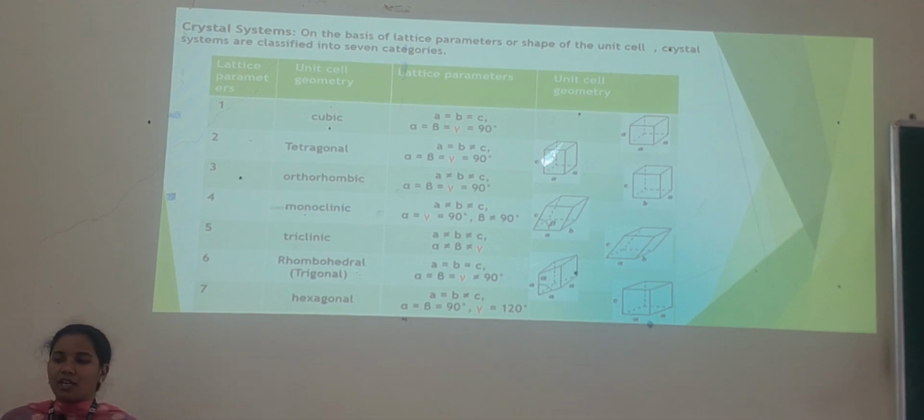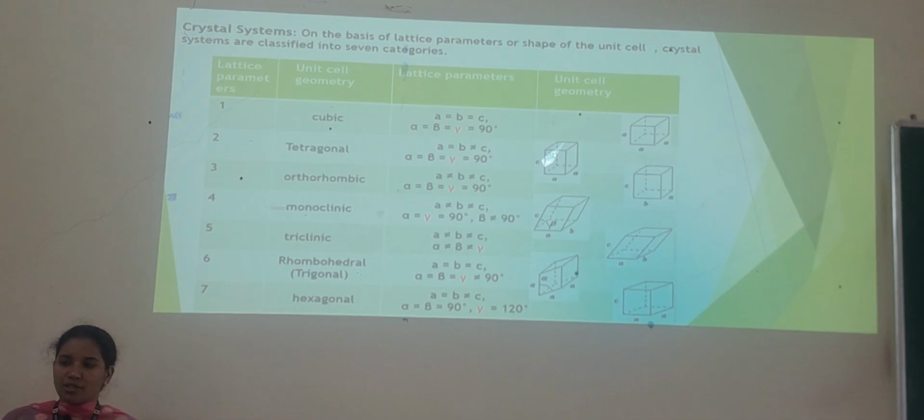Coming to the triclinic, all the angles and all the sides are not at all equal. Coming to the trigonal, all the sides are equal, but the angles are not perpendicular to each other. Hexagonal, two sides are equal and the third side is not equivalent. Two angles are perpendicular to each other, that is 90 degrees, and gamma is equal to 120.